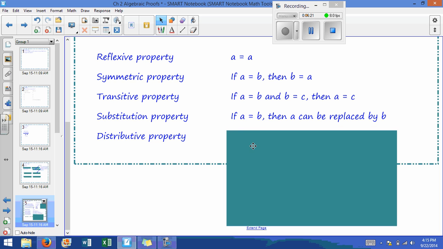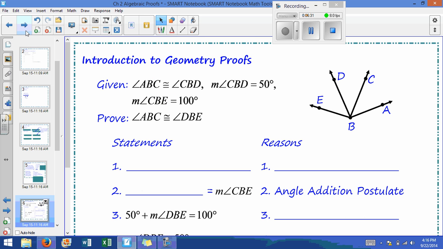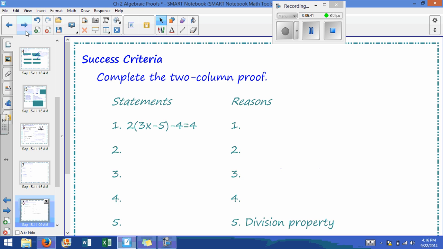And finally, we get to the distributive property, which I'm sure you've done before. If you have a number outside parentheses, you have to distribute it in. Okay, so now if you look at your guided notes, we're actually going to skip this next portion. This is what we'll do on the next day when we do algebraic proofs. So skip this guy, skip this guy. You know what? We're going to go right to the success criteria.